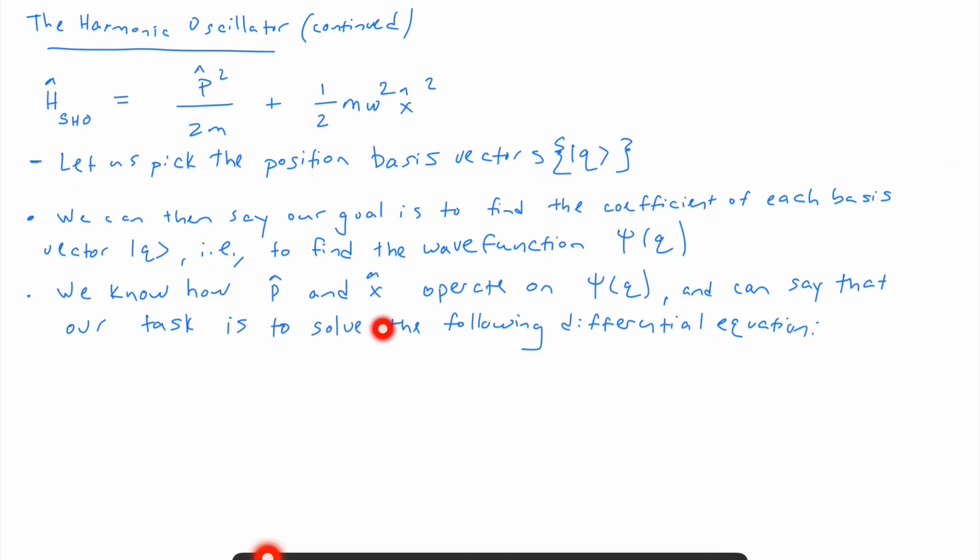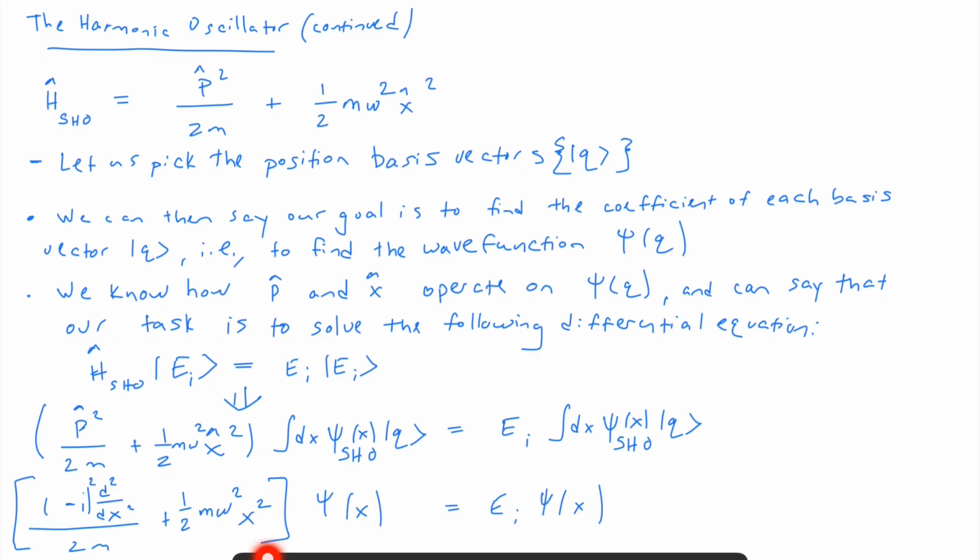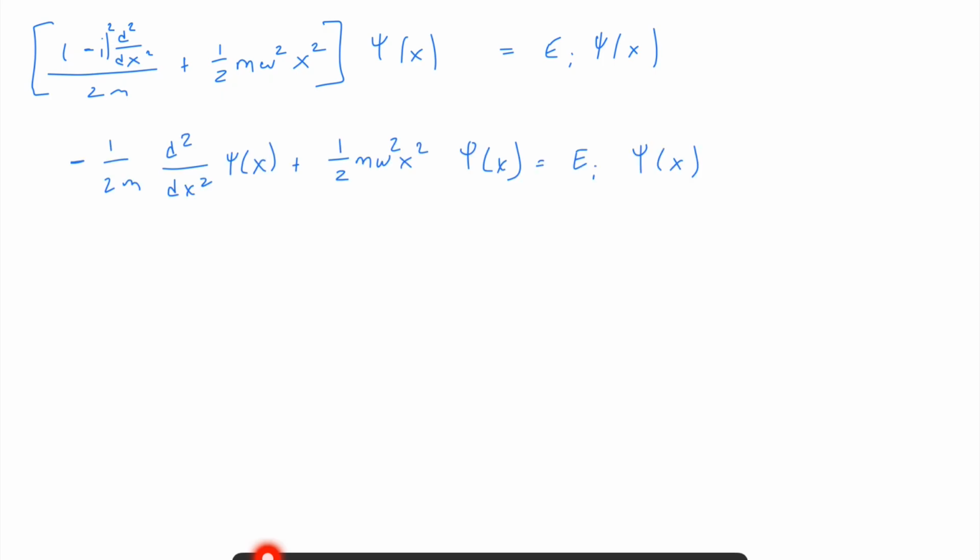We know how p and x operate on the wave function, and one can say that our task is then to solve the following differential equation. We can use this classic equation to set it up once we know how these things act on the wave function, and this is the differential equation that we get. Here's this differential equation just expressed differently. I'm going over this fast because you should be familiar with this from quantum mechanics. So here we just have a kind of standard differential equation that you might encounter in a differential equations course. And your goal now becomes to just solve this differential equation for psi of x.